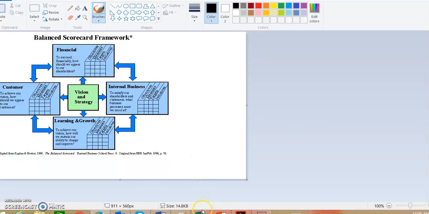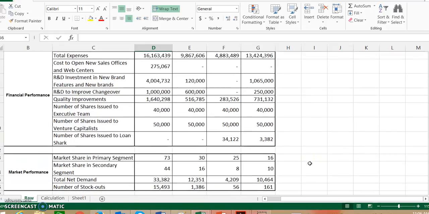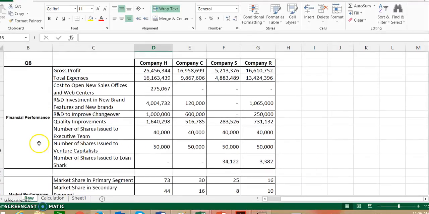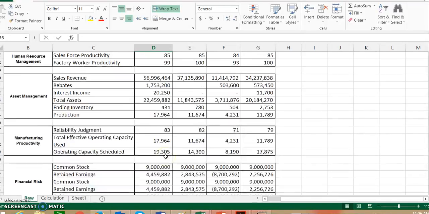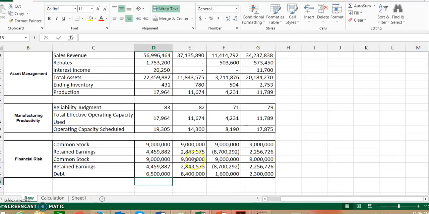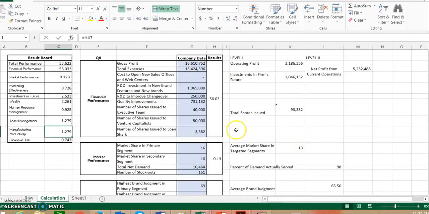I'm going to show you a spreadsheet of the balanced scorecard that I used before. It's this. So you have the financial performance, market effectiveness, and so on. And then you see the financial risk, right? So this is for companies. So you can plug in. You want to see your company against other companies, and of course you have to know your internal company first. And then you have the calculation. All this calculation has a formula behind it, but we're not going to go in depth. But this is what you would see.